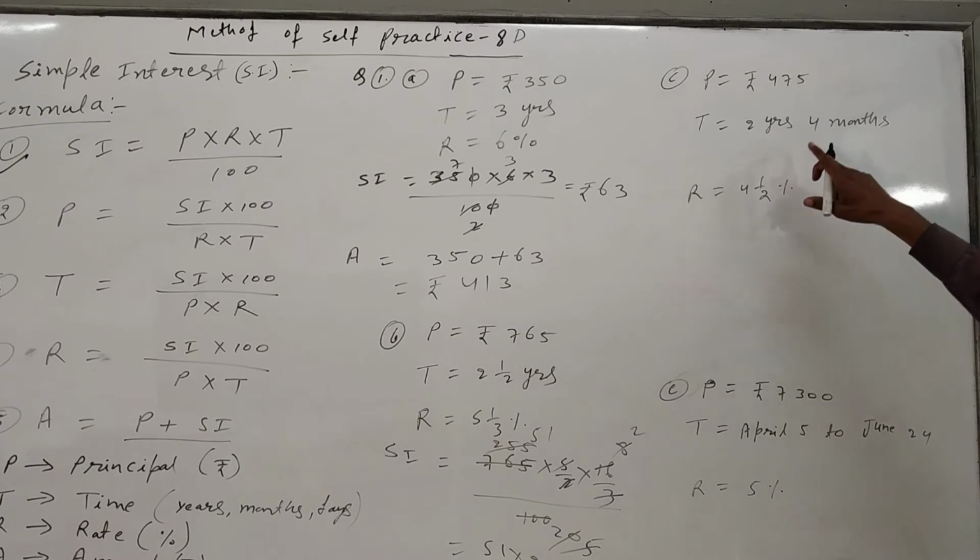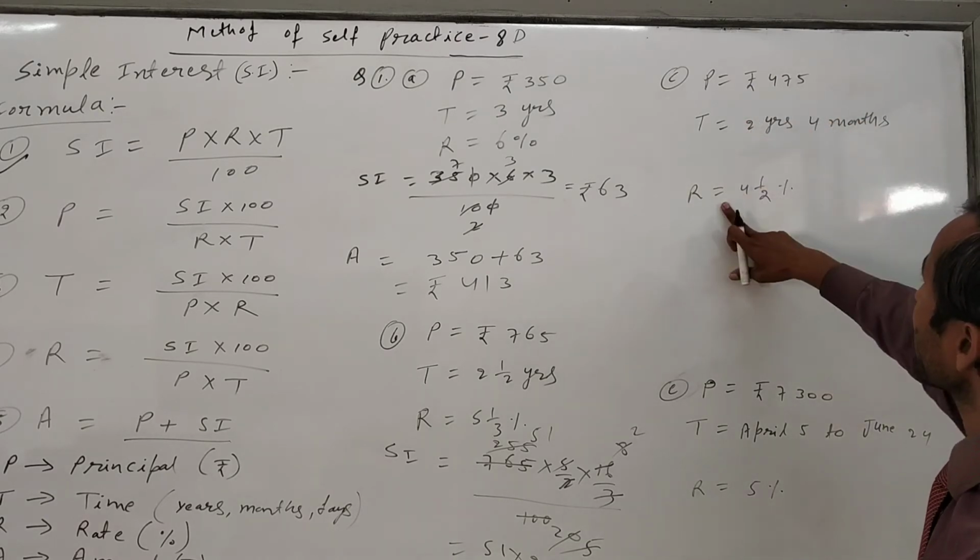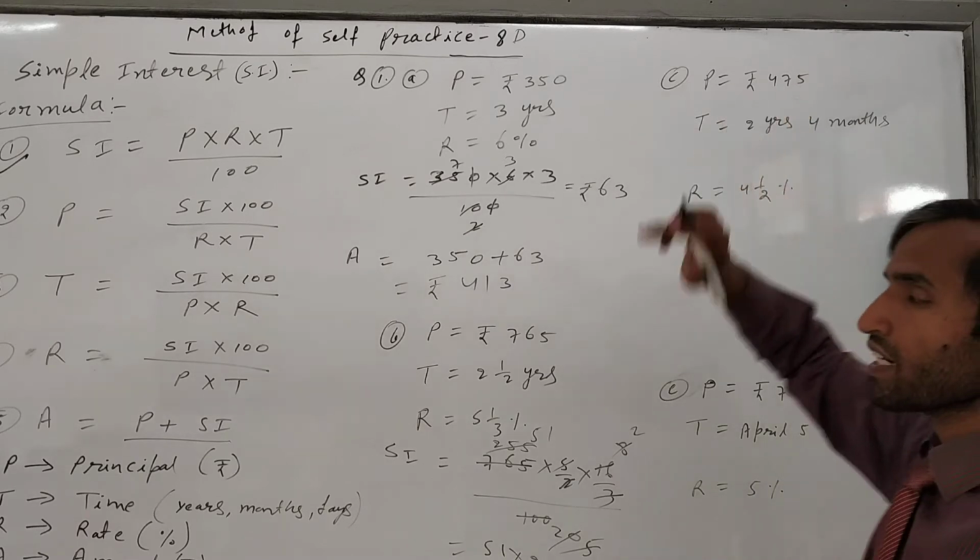Now in the C part, principal is given, time is given, and rate is given. Here the time is given in years and months also.